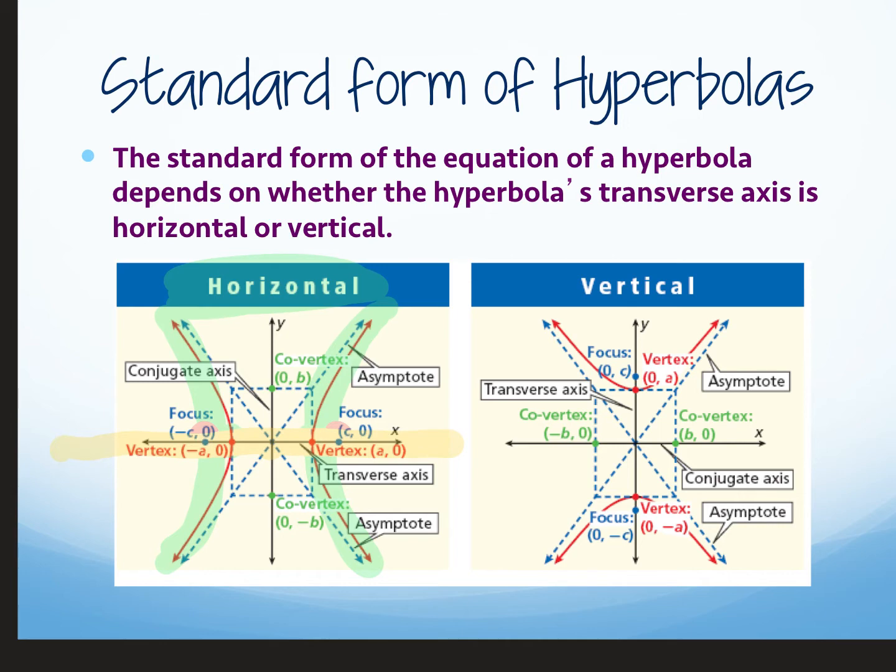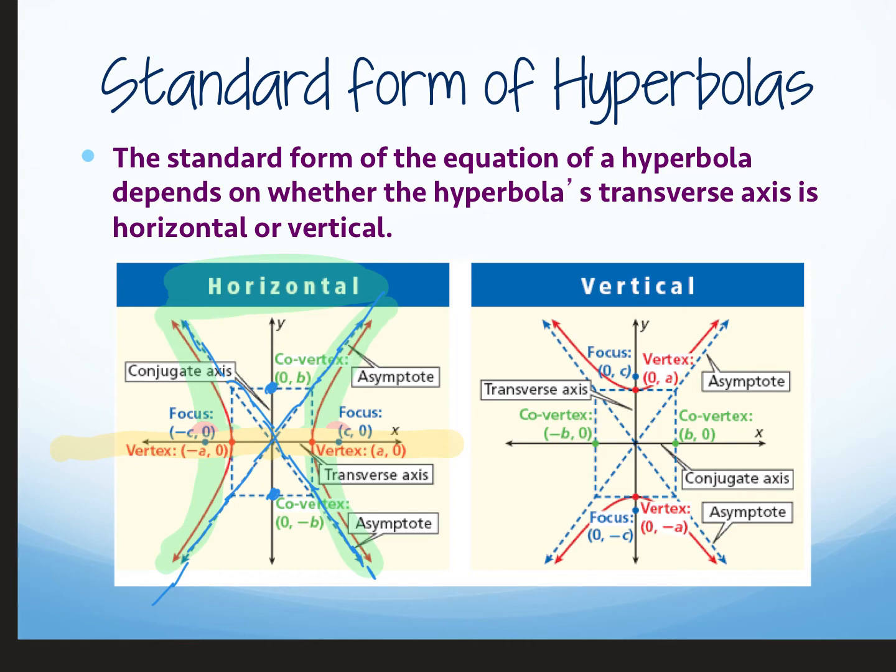You have something called co-vertices. Those are the ones that, as we say, aren't as important. They're on the opposite axis of where your transverse axis is. If you notice these dotted lines right here, those are asymptotes. You've seen asymptotes before, but in our hyperbolas they tell us how wide or how skinny to make our branches. They're imaginary boundary lines that your hyperbola is going to get really, really close to but never touch.